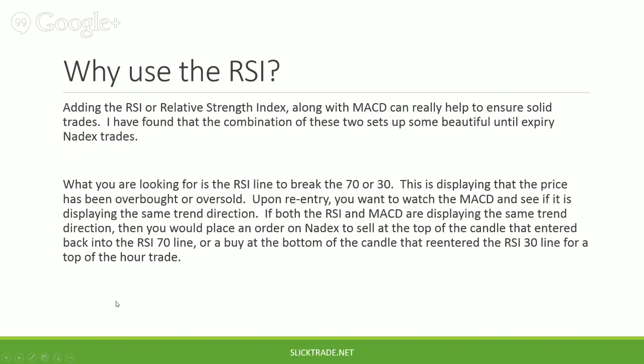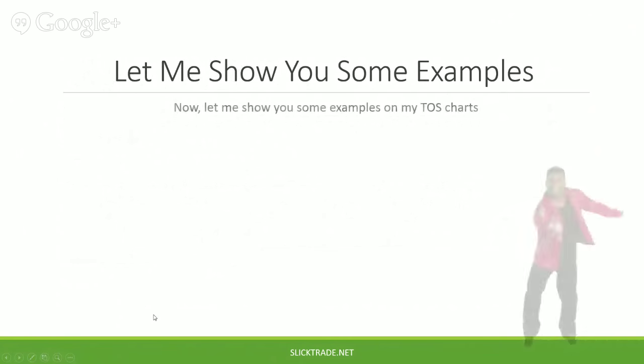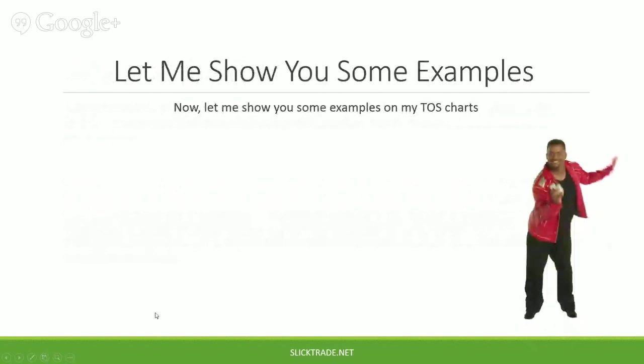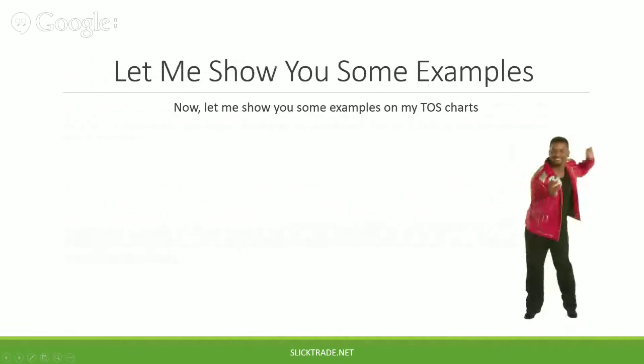So as far as the Nadex entry, what you'd want to do is place the order on Nadex to sell at the top of the candle when the line enters back into the 70, or buy at the bottom of the candle that re-entered back into the RSI 30. All right, and you want to choose a top of the hour trade. Now I'm going to show you more in depth here, like I said, on my own charts. Let me go ahead and switch over to those right now.